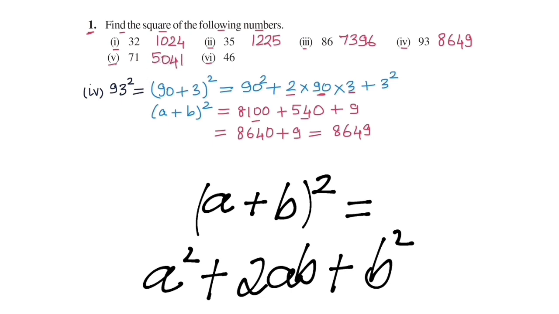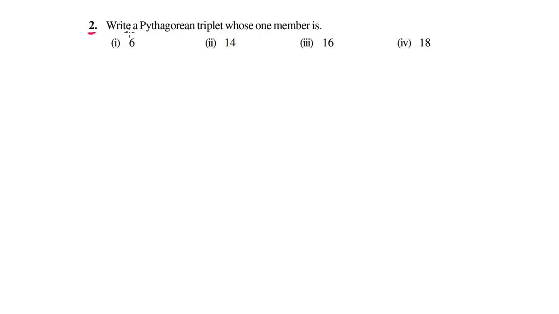Now let's see how to solve question number 2. Question number 2 says that we have to write a Pythagorean triplet whose one member is given below. There are 4 parts and we have to solve all parts. The questions which I am not doing in the video are your homework, so try them by yourself. And if you have any difficulties, please feel free to contact us.